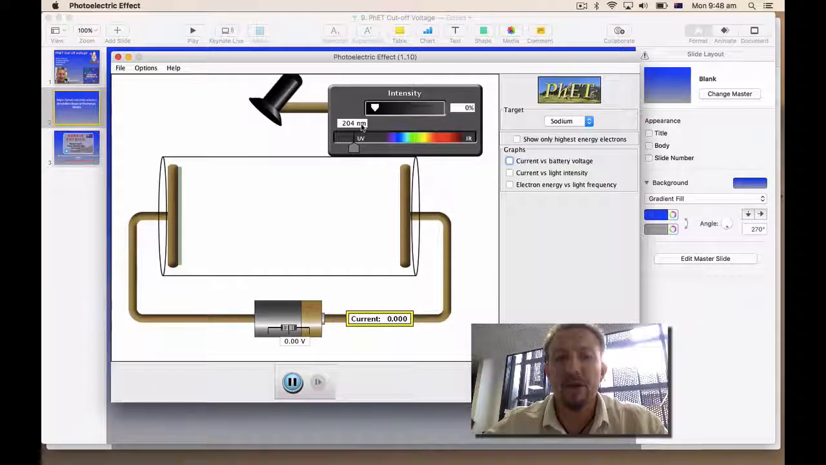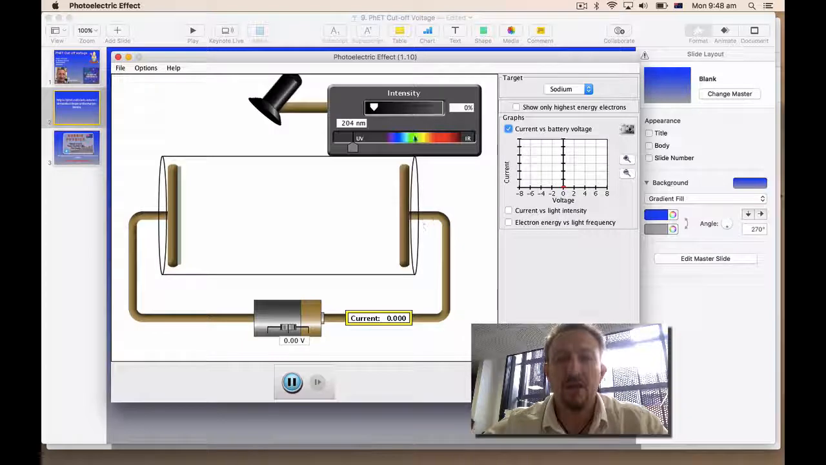This is a nice high frequency, way beyond the threshold frequency for sodium. Let's click on this button here. This button will give us the current versus the battery voltage. Now we're going to look at what happens. We're going to add our intensity, and put it at about 50%.